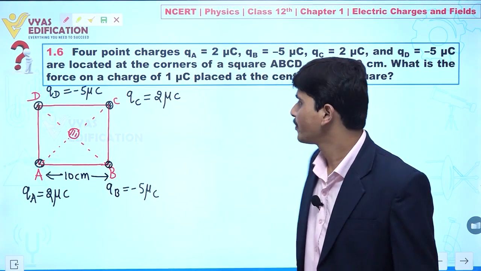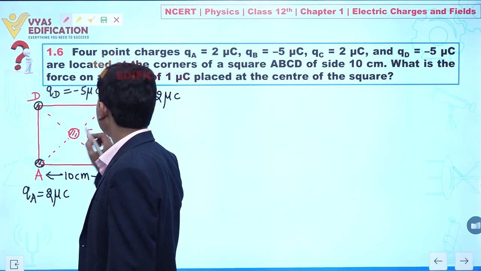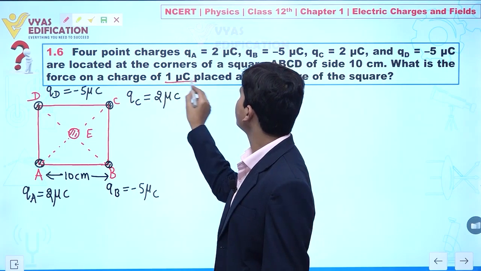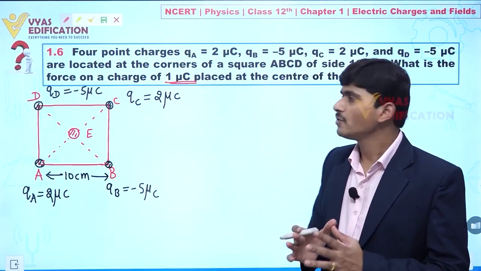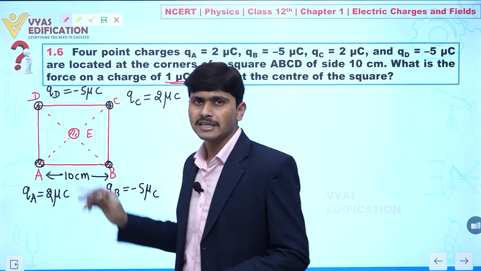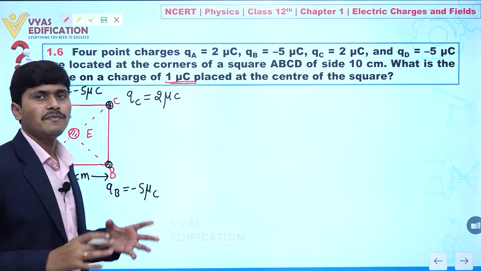How can we find it? So let's suppose we have ABCD, and let's suppose this charge is E, which is also given as 1 microcoulomb. Our objective in this question is to calculate the net force acting on this charge. So first I am drawing the direction of our forces.